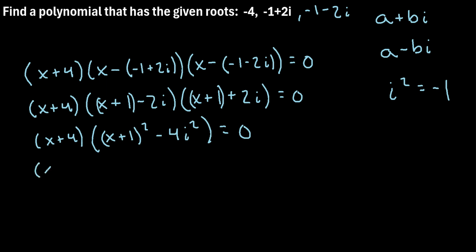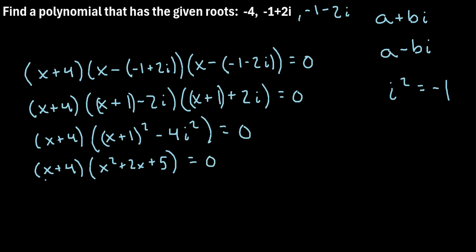So let's rewrite it. We'll still have this x plus 4 right here. Now, x plus 1 squared, to expand that, we would get x squared plus 2x plus 1 squared, which is just 1. And we said this i squared is a -1, so we get -4 times -1 is a positive 4. So we could say plus 4. And if we want, we can combine this plus 1 and this plus 4 right here. So let's say plus 5 altogether is equal to 0.